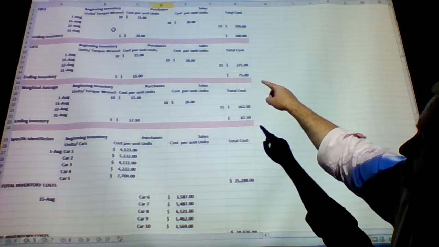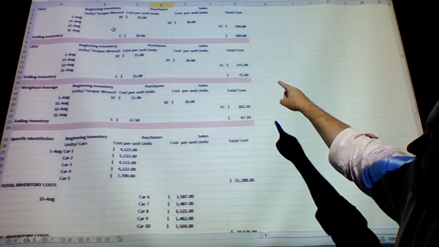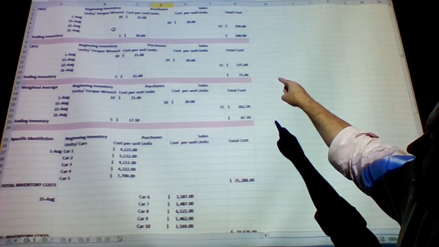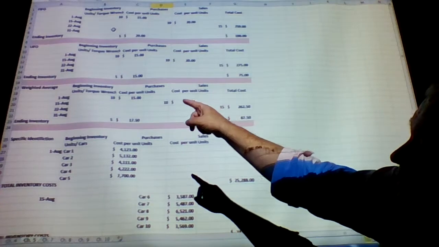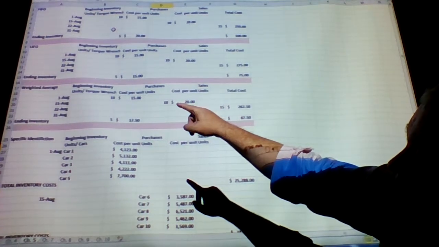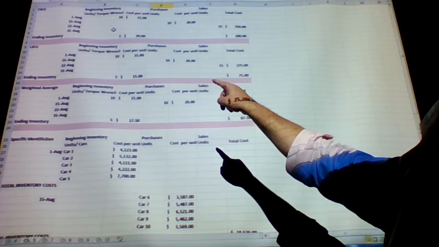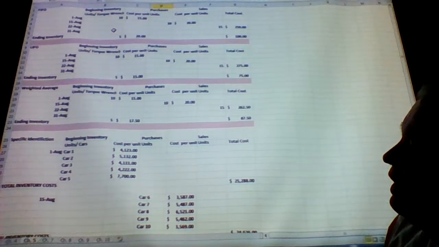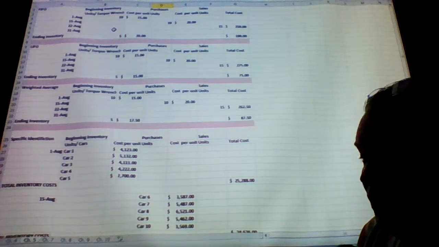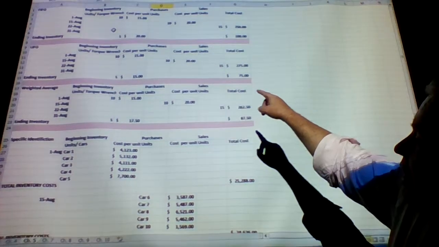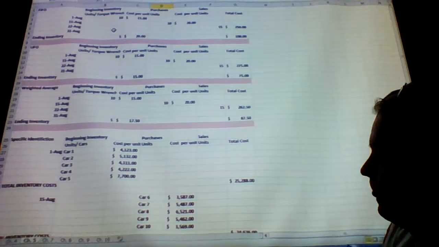So 10 times 20 is 200. 5 times 15 is 75. That gives you a total cost of $275. Now in this circumstance, your ending inventory is going to be 5 of the $15 wrenches from beginning inventory because we're going last in, first out. So that leaves you with an ending inventory value of $75. Okay?